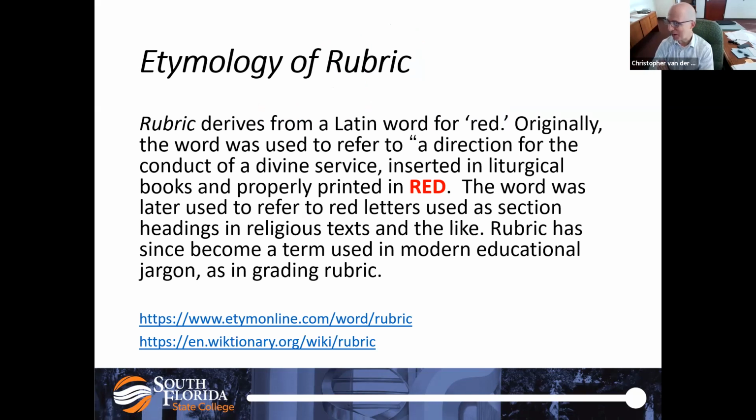I started off with the PowerPoint wanting to know where the word rubric originated. If you're fascinated like me with etymology, it comes from the word red, and was used to refer to, and I'm quoting here, a direction for the conduct of a divine service, inserted in liturgical books and properly printed in red. So you had these sections in red letters in religious texts, and then it evolved over the years, and of course now it's part of our jargon. There's nothing new. We've been working with rubrics for quite some time.